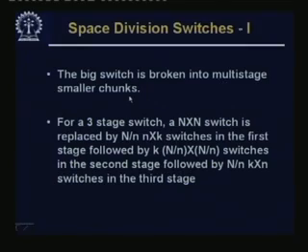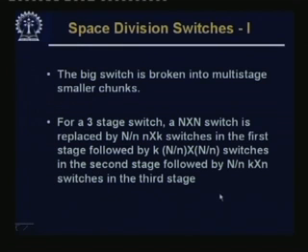In a space division switch, the big switch is broken into multi-stage smaller chunks. Another common type of space division switch I will show now is a 3-stage switch. Suppose I want an N by N switch. If it were a crossbar, then it would be an N by N switch. This is replaced by N by n number of n into k switches in the first stage, followed by k number of N by n into N by n switches in the second stage, followed by N by n number of k into n switches in the third stage.